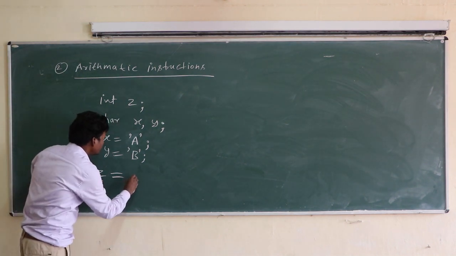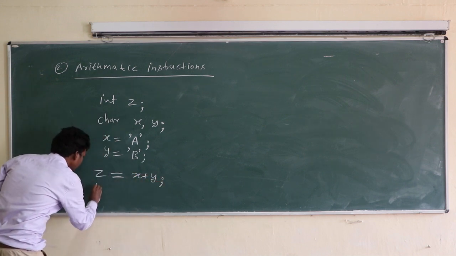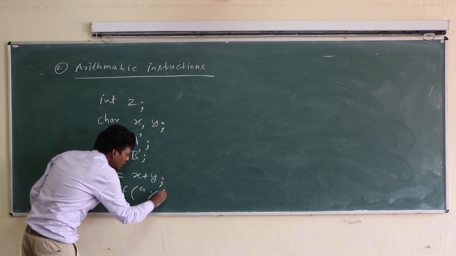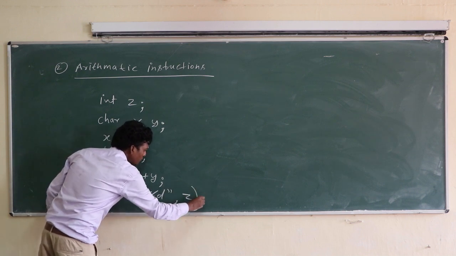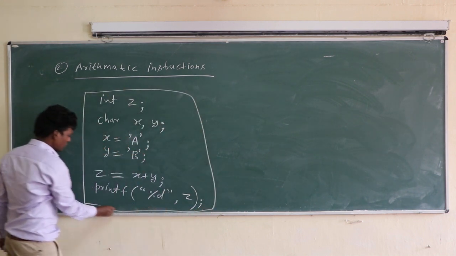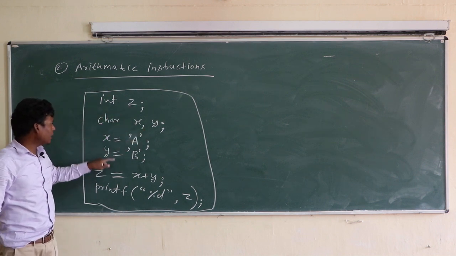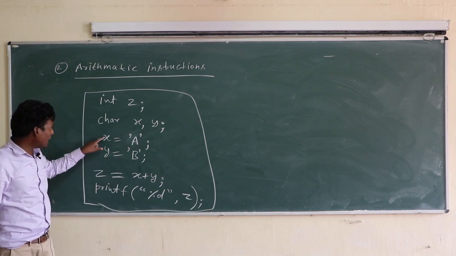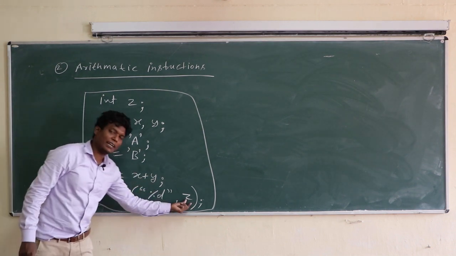z = x + y; printf("%d", z). This is true. This program is true. This code is true. Z is an integer variable, x and y are character variables. X has character constant a, y has character constant b, and x and y are added here, and the result is assigned to z, and z is printed here.